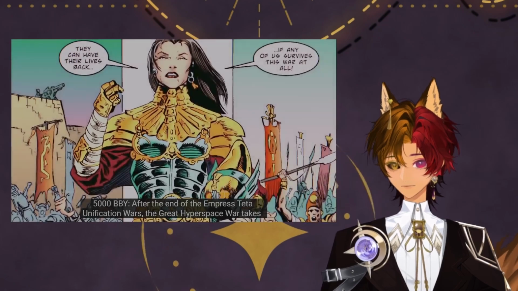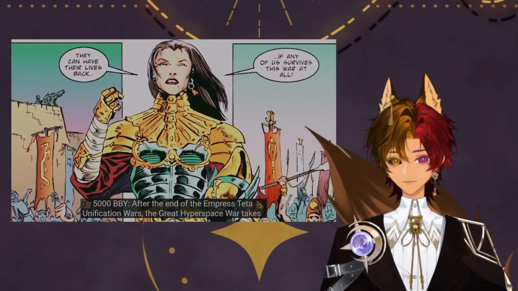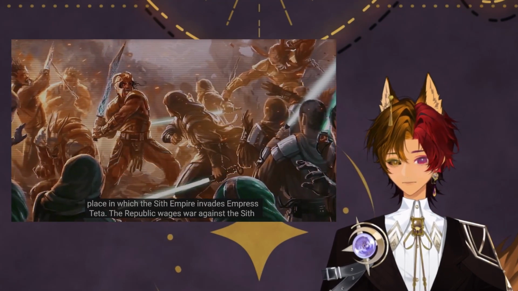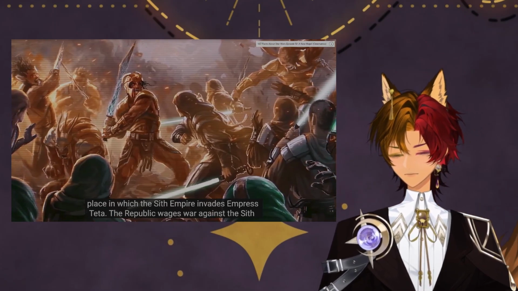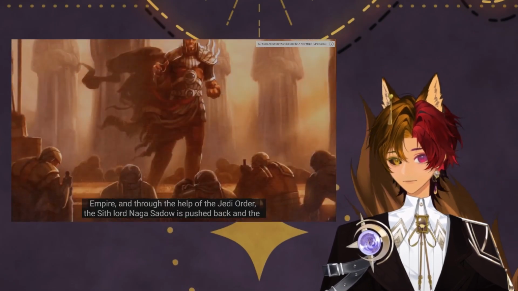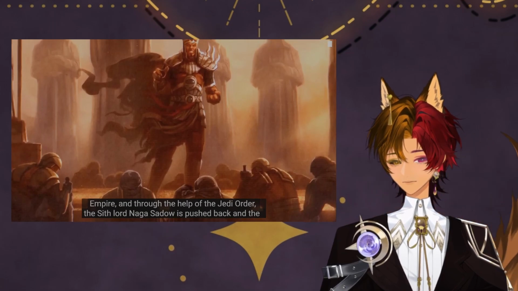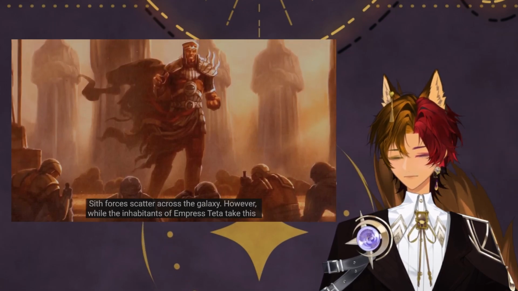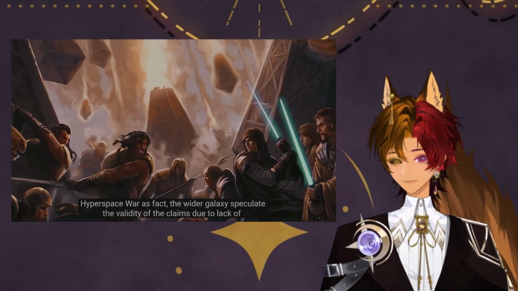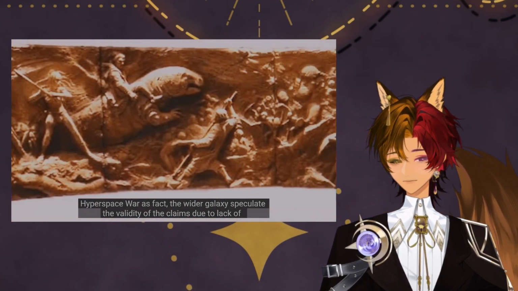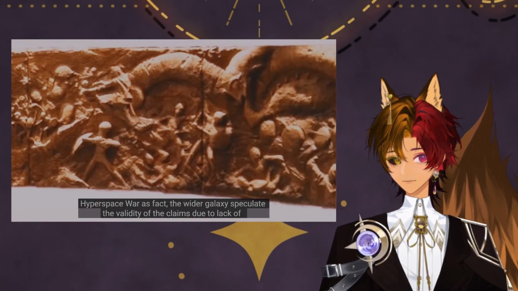5,000 BBY. At the end of the Empress Tata Unification Wars, the Great Hyperspace War takes place in which the Sith Empire invades Empress Tata. The Republic wages war against the Sith Empire, and through the help of the Jedi Order, the Sith Lord Nagasato is pushed back and the Sith forces scatter across the galaxy. However, while the inhabitants of Empress Tata take this hyperspace war as fact, the wider galaxy speculates the validity of the claims due to the lack of archaeological proof.